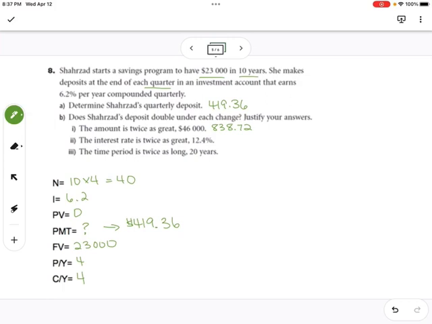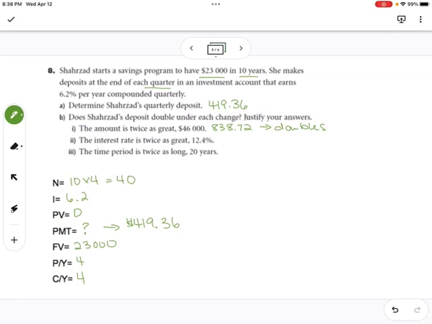Okay, so it's asking if the deposit is doubling when we double these certain values. So, does it double? 838.72 divided by 2 does give us the 419.36. So, it does double when we change and double our future value. So our deposit doubles when our future value doubles.